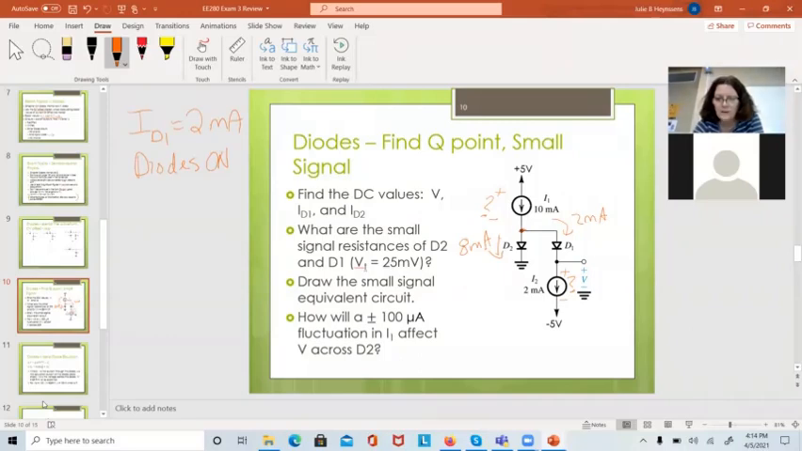Okay, so if the diode is on, then I have 0.7 of a volt across D2, and 0.7 of a volt across D1, positive going that way. Now, since D2 is referenced to ground, I can say the voltage here is going to be 0.7 of a volt.